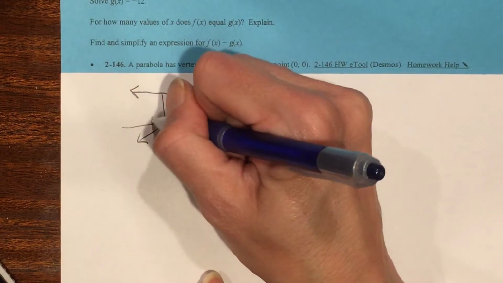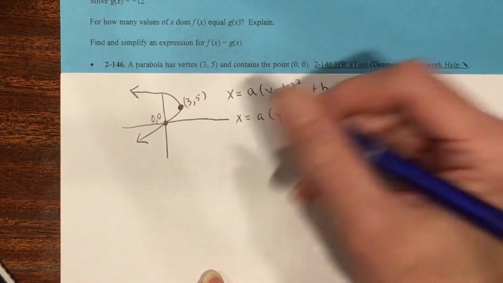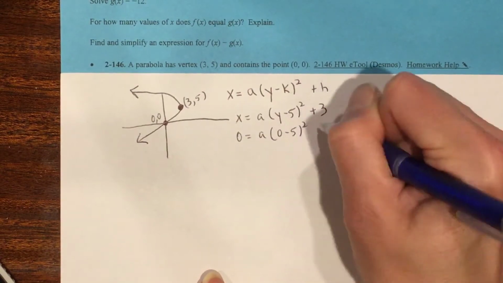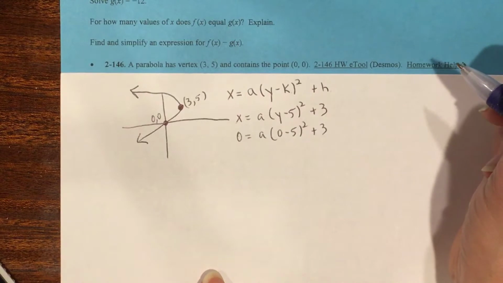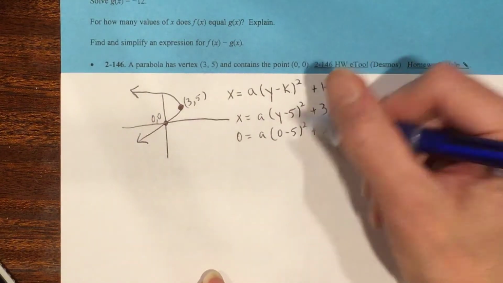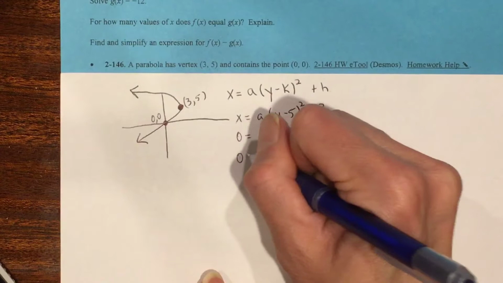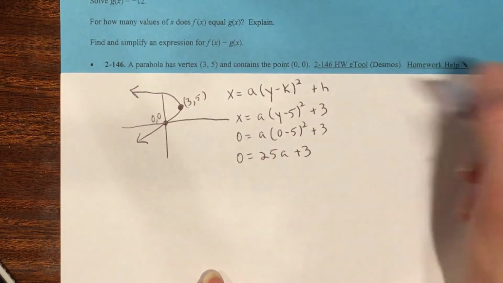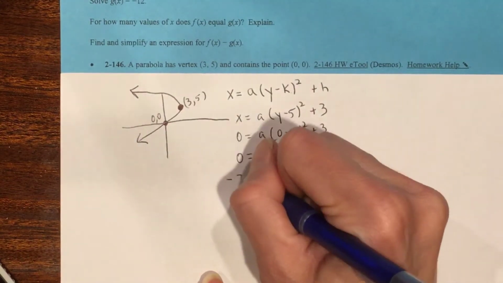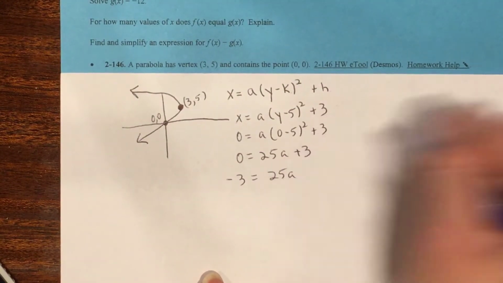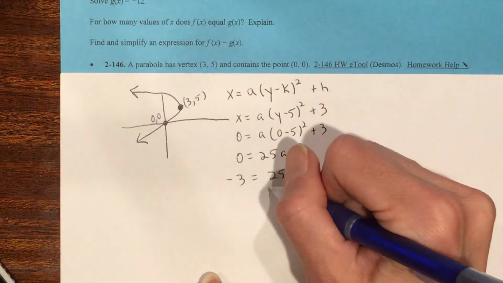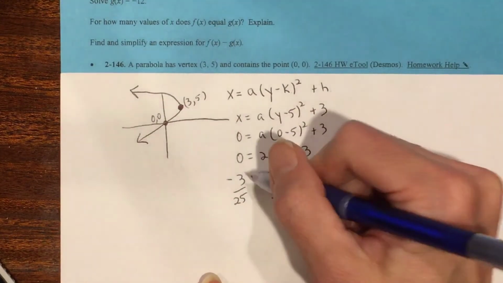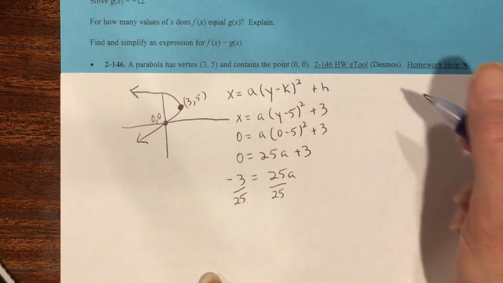Still fill in an x, y value, which what we know is 0, 0. Then we'd have to solve, right? 0 minus 5 squared is 25. It's a two-step equation at this point. Flip the 3 to the other side. Divide both sides by 25. And that gives us negative 3 over 25 as our a value.